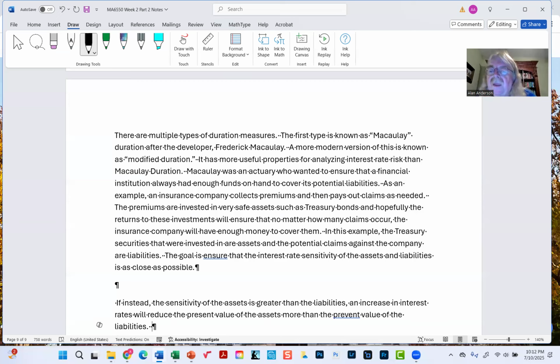They'll both go down, but the value of what you have to pay for your claims with has fallen more than the claims themselves. So you can see we don't want this. Insurance companies are conservative because they don't want to run out of money, and of course they're heavily regulated too.